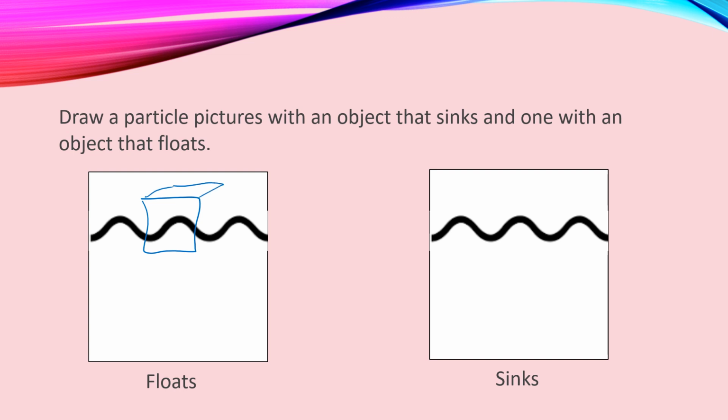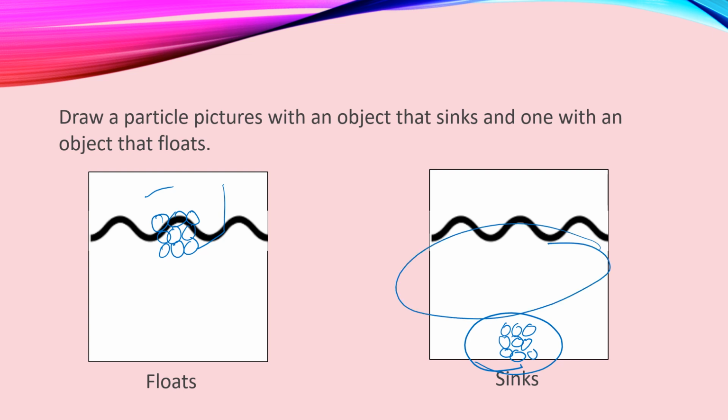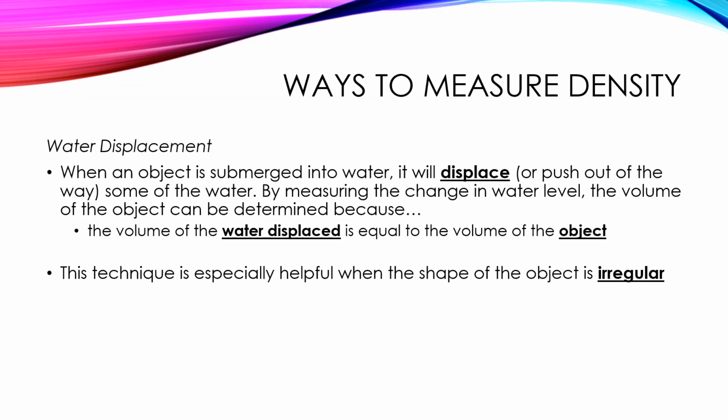I can either make it a cube, or if I wanted to do a particle picture, I would just make it more uniform. So here's something that is floating. And something that would be sinking would be something that is on the bottom. So from these pictures, what I can tell is the substance on the right is going to be more dense than the substance it is put in, whereas the one on the left where it's floating, this substance is less dense than the substance it was placed in.